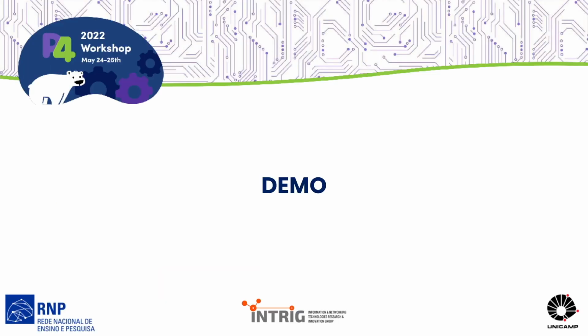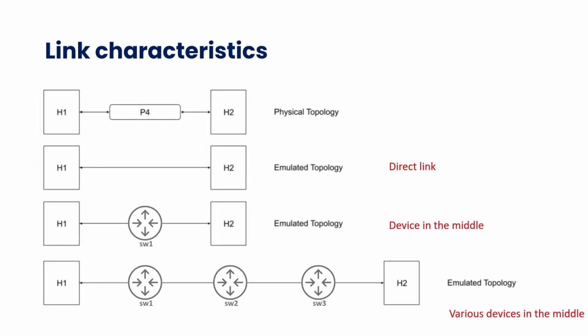Now I'm going to show a simple demo where we are going to define different topologies, different link characteristics, and then we are going to validate if the values that we set are working as expected. First, let's talk about the link characteristics. So the physical topology that we are going to have is, for instance, two physical hosts connected to our P4 hardware. In this example, it's going to be a Tofino hardware.